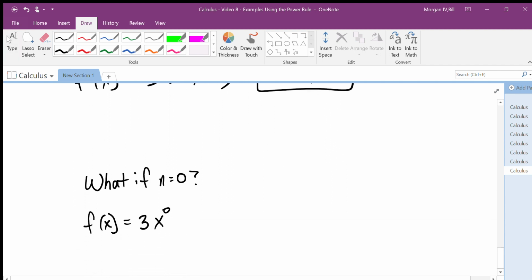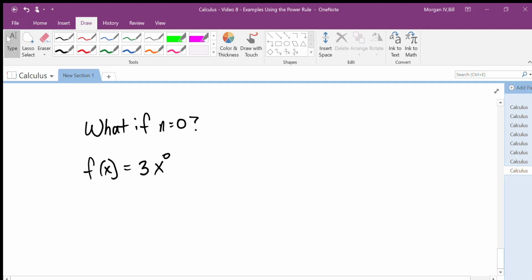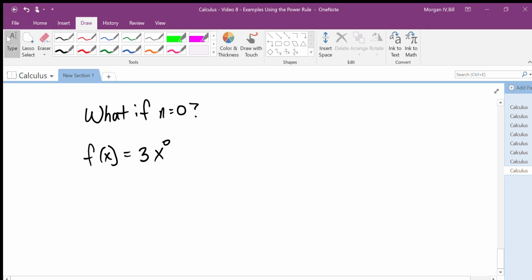All right, and finally, what if the n value is 0? If you remember when we started this power rule, we said that the n value cannot be 0. So something weird is going to have to happen here. Well, maybe I slightly misspoke there. We'll keep going. F of x, it's not that it can't be 0. It's that the power rule kind of is a little bit different, but we'll go through it.